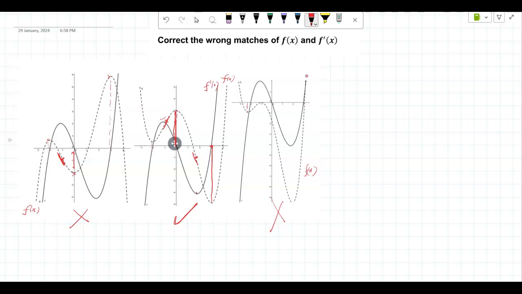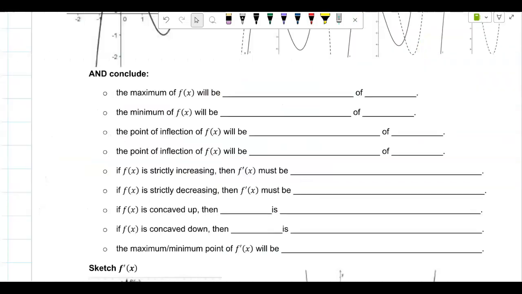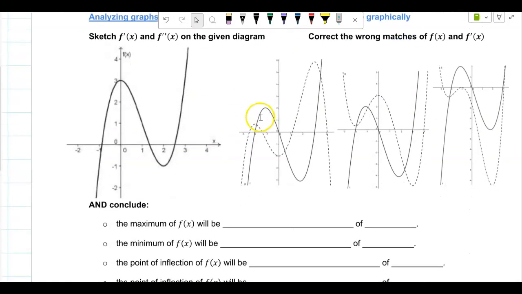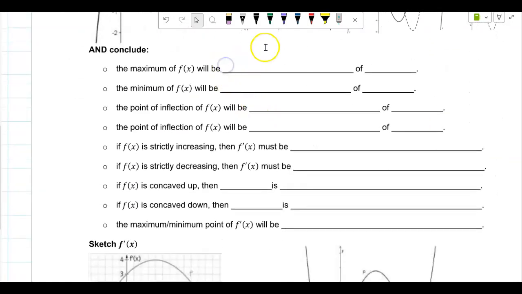So the max should become the 0. Point of inflection should become the turning point. And we conclude that the maximum of the function will be what? What will the maximum of the function become? The zero of f dash x will be the 0 of the derivative function of f dash x.